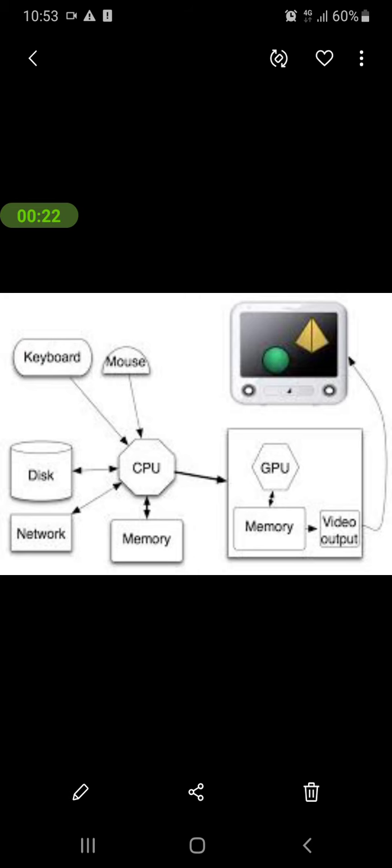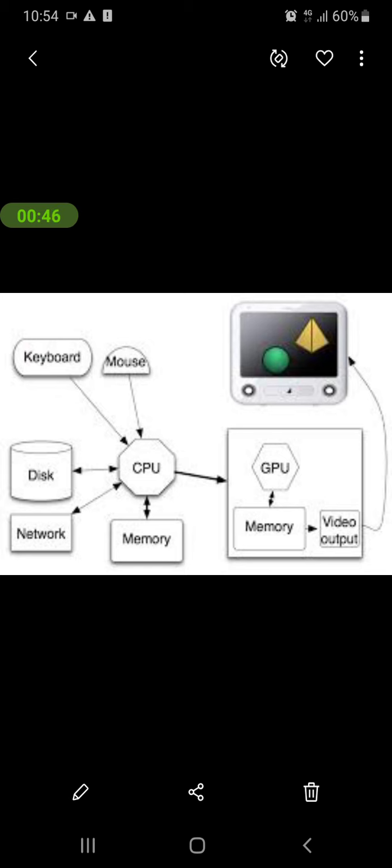These both units are also called input units. Keyboard is acting as input as well as mouse is acting as input. And another one is disk, network, memory, and another one is GPU, memory and video output. Now I will start again from the keyboard and mouse.